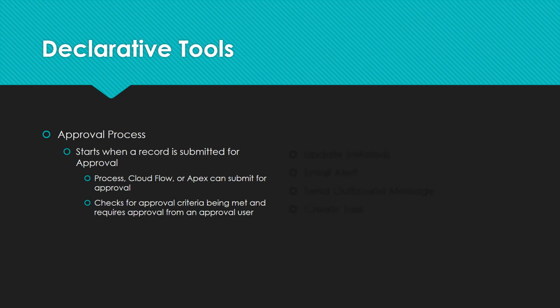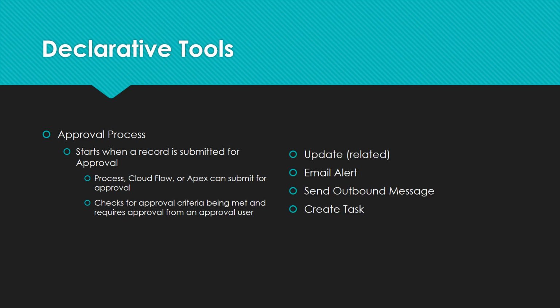So for example, let's say we have a field called discount on the opportunity, and when it gets to over 30%, we want to require the VP of sales to approve it. So it can check for this criteria, the user can submit it for approval, and then the VP of sales will get a message asking them to approve it. And these actions include update a related record, send an email alert, send an outbound message to a third party application or through API and create a task.